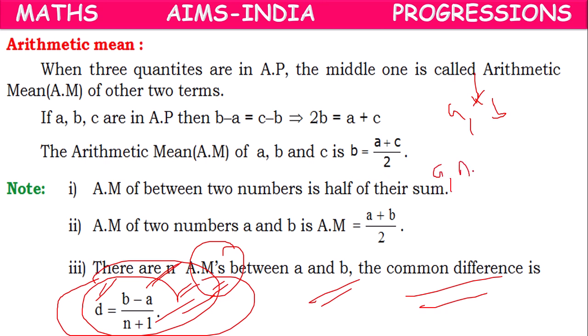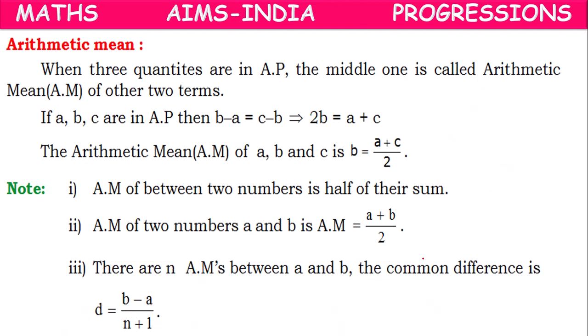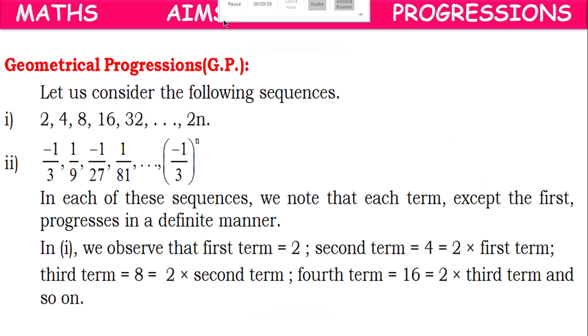Suppose we have arithmetic mean 1, arithmetic mean 2, arithmetic mean 3 between A and B, so three arithmetic means between A and B. Then the common difference is given by this formula, B minus A by n plus 1. Here three arithmetic means are there, that's why B minus A by 3 plus 1. So this is about arithmetic mean, children.